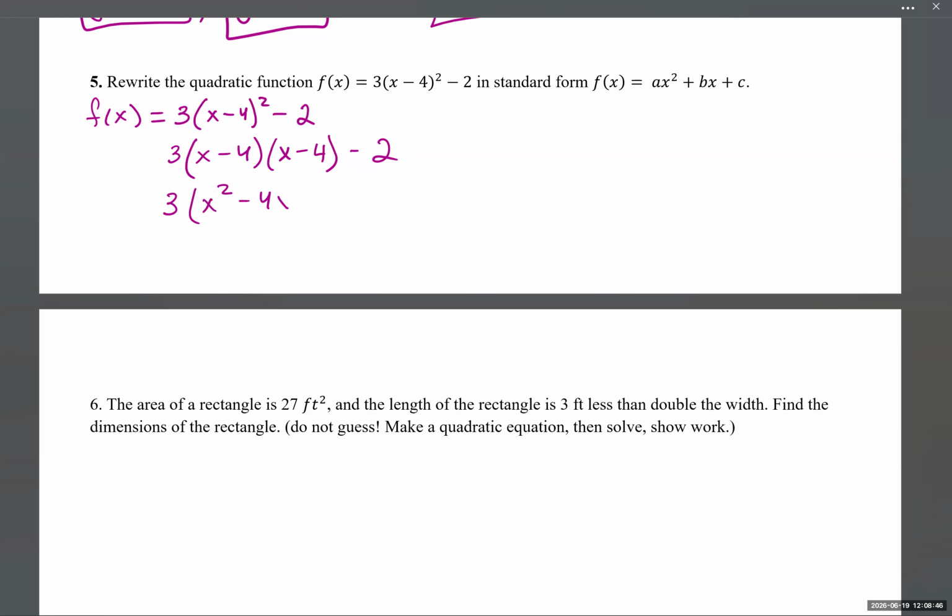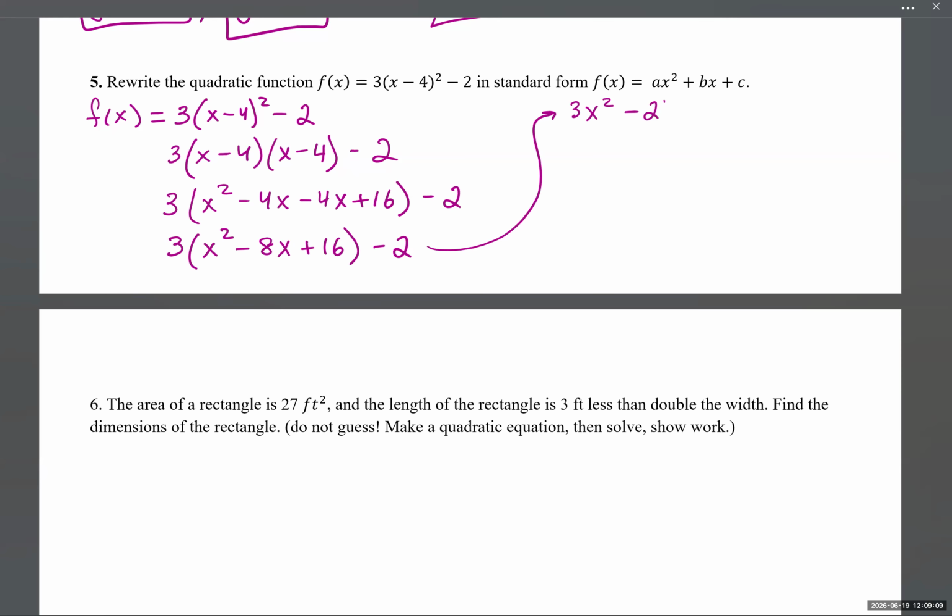X squared minus 4x minus another 4x plus 16 minus 2. 3 times x squared, like terms in the middle, minus 8x plus 16 minus 2. We still have to distribute the 3 and then do one more set of like terms. So this is 3x squared minus 24x plus 48 minus 2, and 3x squared minus 24x, and then 48 minus 2 is 46. And that is your function in standard form.